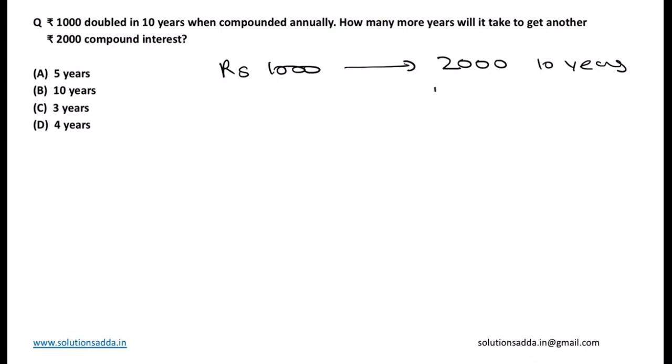So if we want another 2000 rupees as an interest, it will take another 10 years. Therefore, the final amount will become 4000 rupees. For that, it will take another 10 years as the amount is doubling in every 10 years. Therefore, the correct answer for this question is option B, that is 10 years.